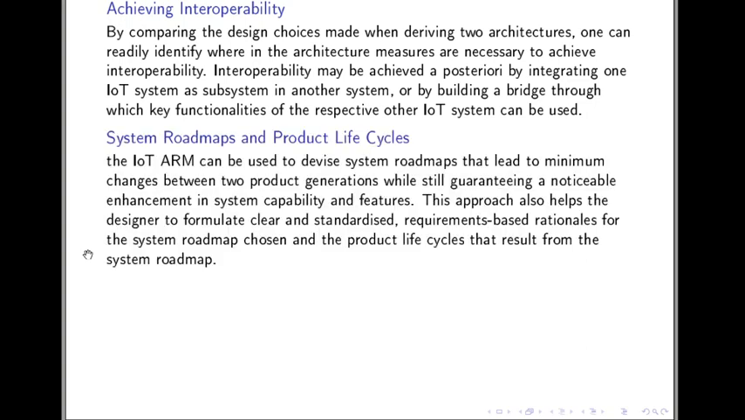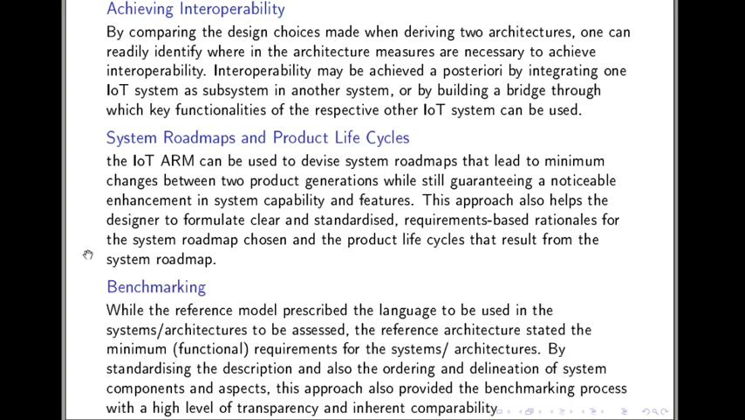System roadmaps and the product lifecycle. The IoT ARM can be used to devise system roadmaps that lead to minimum changes between two product generations while still guaranteeing a noticeable enhancement in system capability and features. This approach also helps the designer to formulate a clear and standardized requirement-based rationale for the system roadmap chosen and the product life cycle that results from the system roadmap.